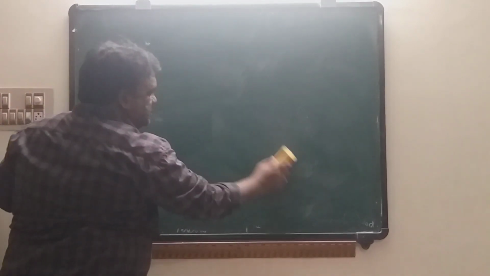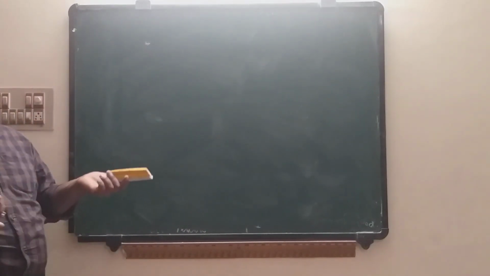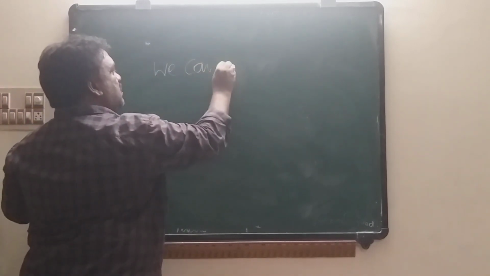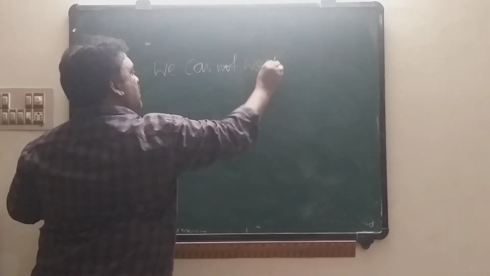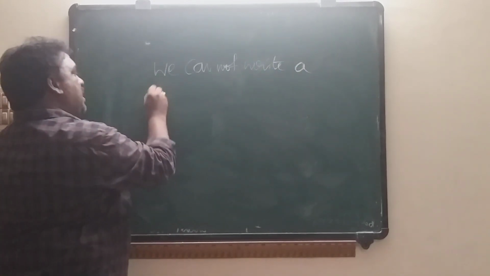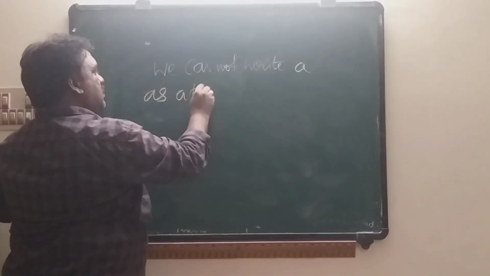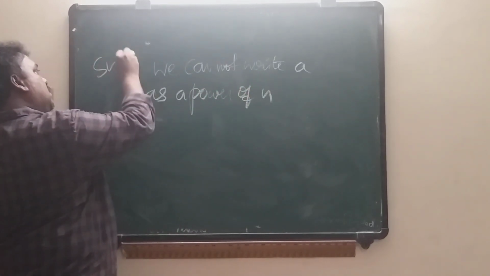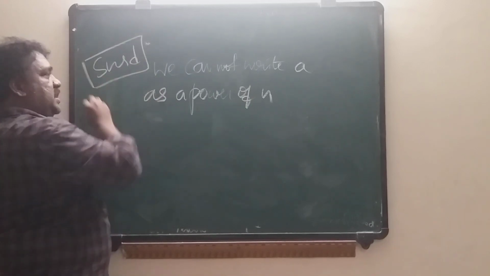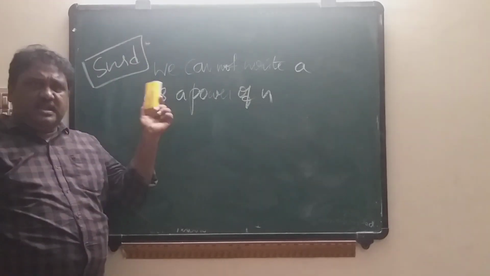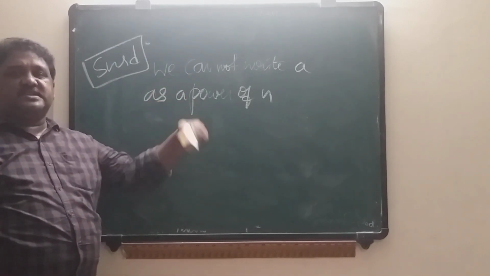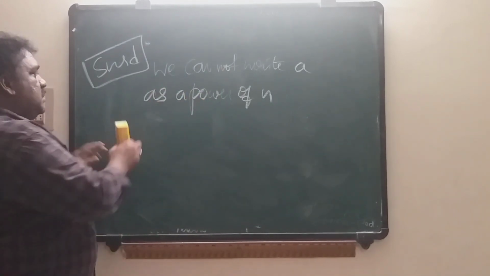If we cannot write a as a power of n, it is a surd. If we can write a as a power of n, it is a rational number but not a surd.